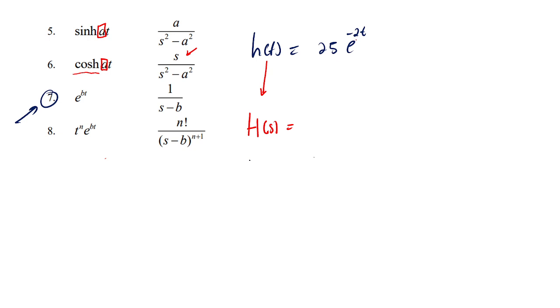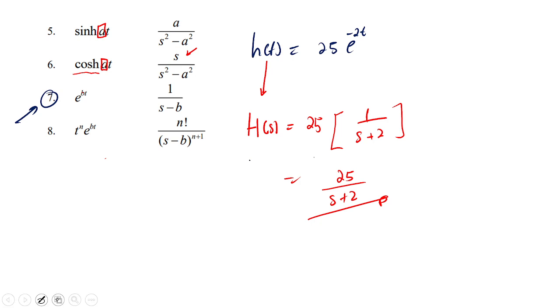Since we're having an exponential function, we know rule number 7. So it's going to be 25 outside, and then 1 all over s minus what? Our b is this guy, which is negative 2. So it's gonna be s plus 2, and then you multiply inside the 25, so you're gonna end up with 25 all over s plus 2, and then simple like that, you're done.